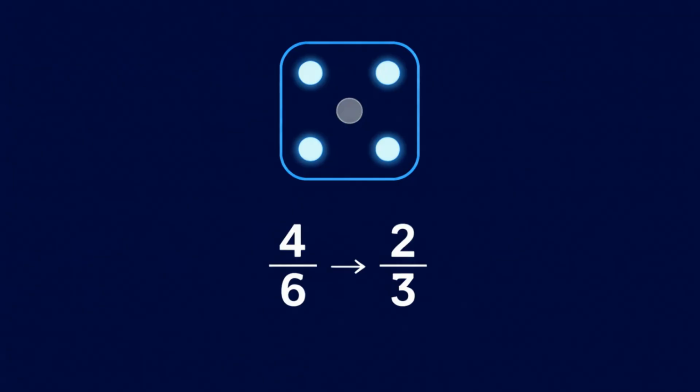To avoid double counting, we list the outcomes that satisfy at least one of the conditions. Those outcomes are 2, 4, 5, and 6. That gives 4 favorable outcomes out of 6 total outcomes. The probability is 4/6, which simplifies to 2/3.